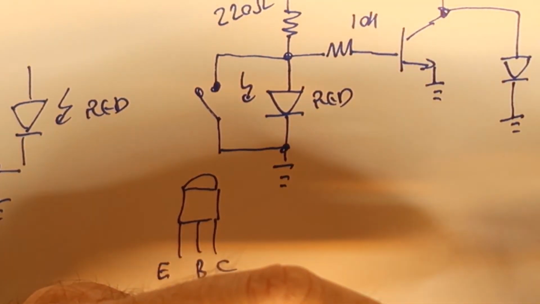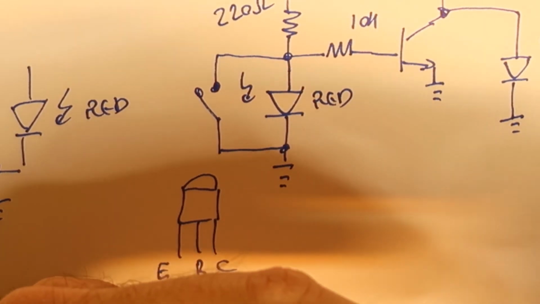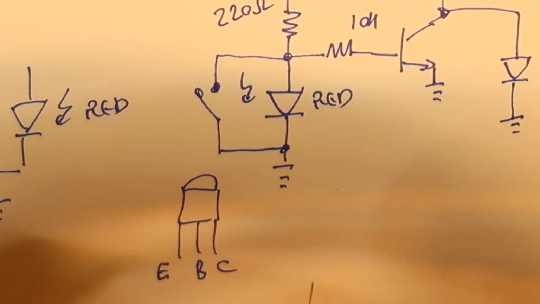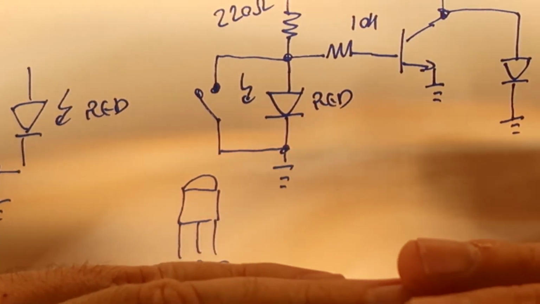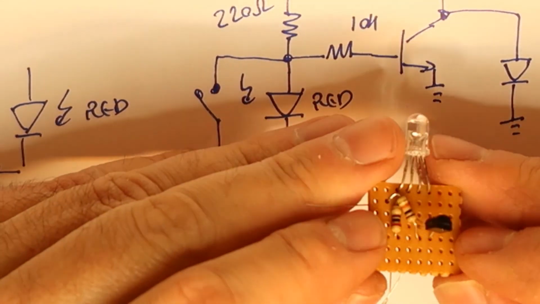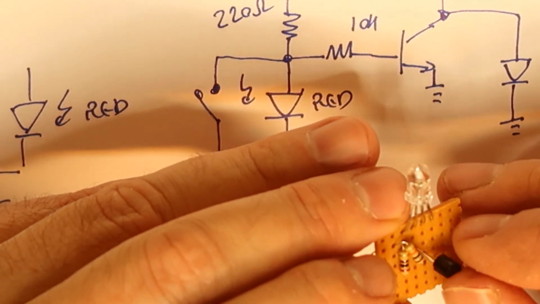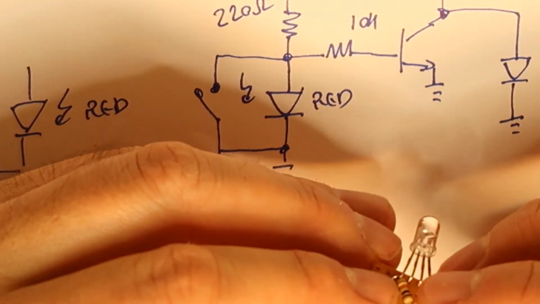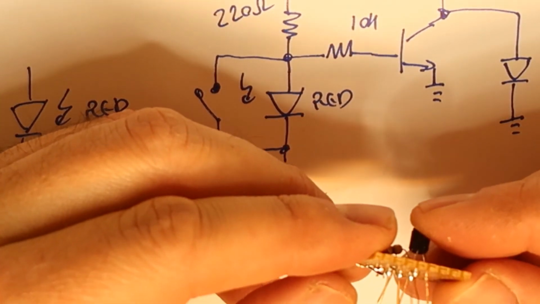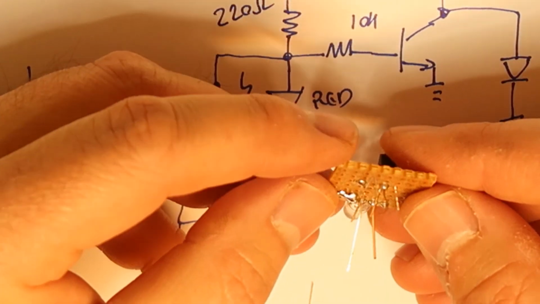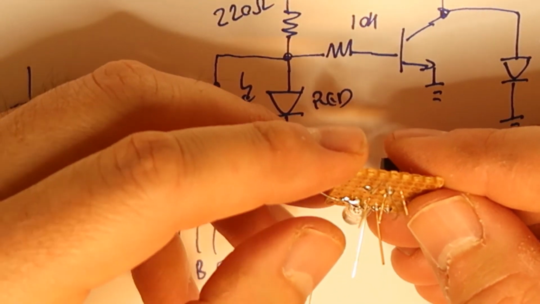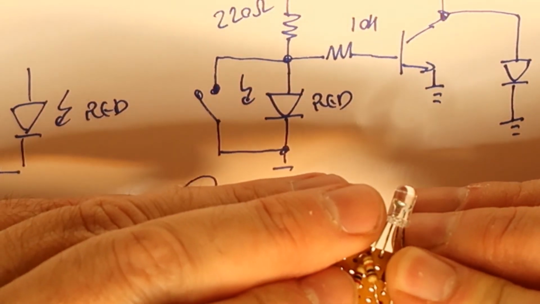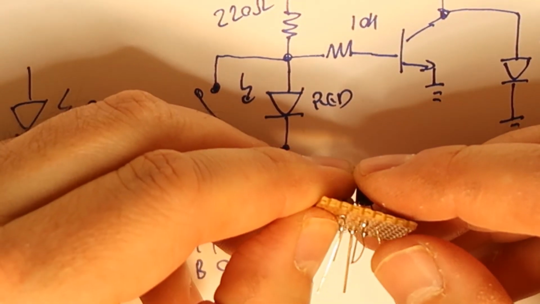So it should be something like this. Yes, I'm putting it like this, not straight, because I want the ability that my emitter will go to the minus, which is the second pin of the LED. Yes, so it should be like this.